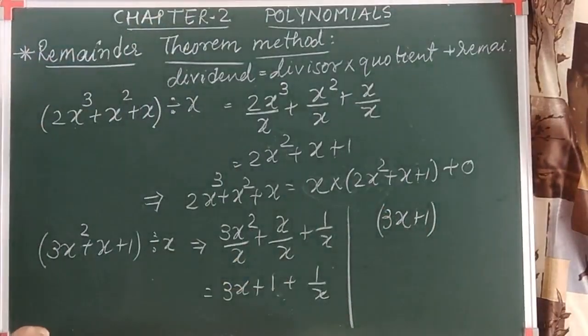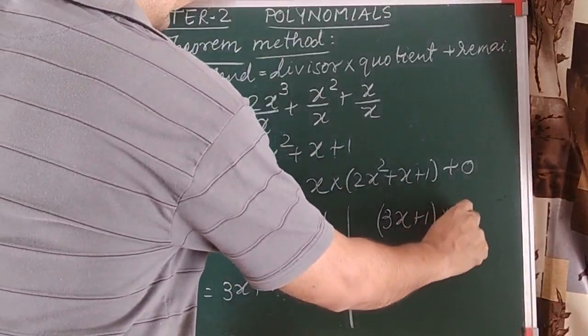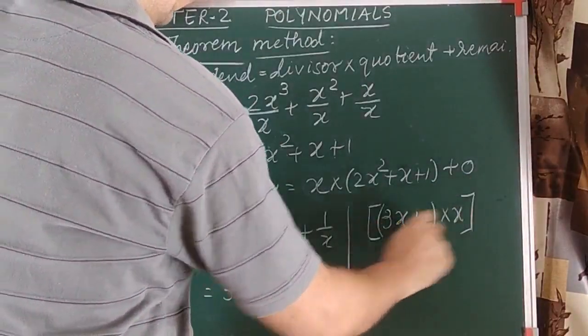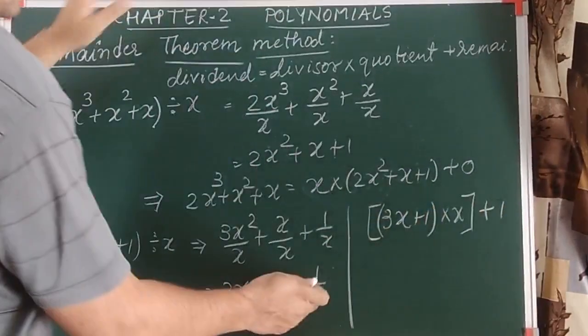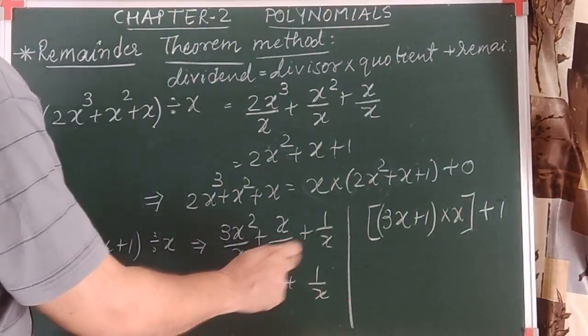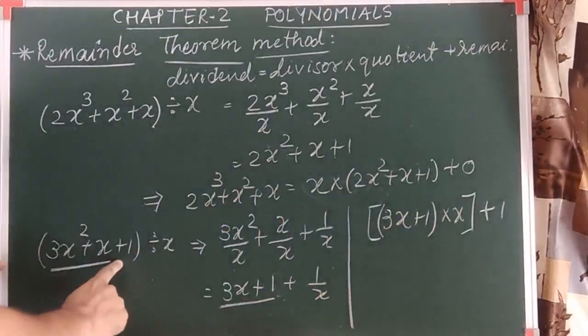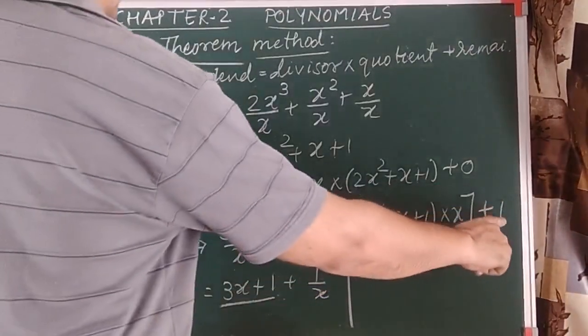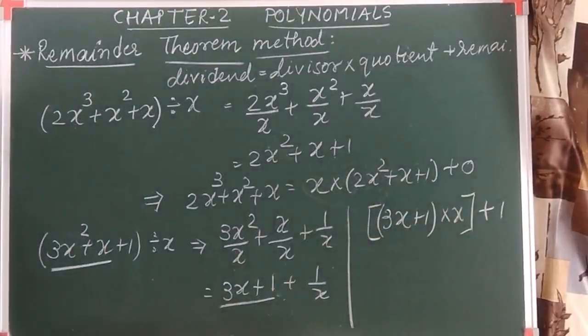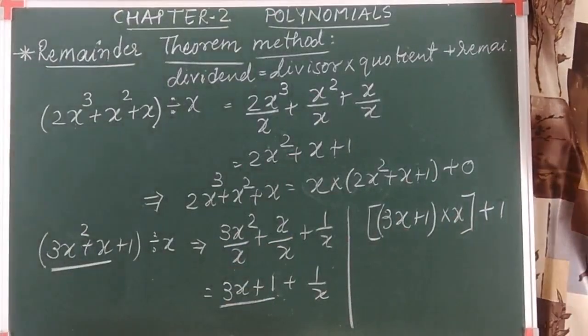Now what is it? We can see that we divide these terms by x, and what remains as a remainder? 1, because it is outside. Both of these terms are divisible by x. That is why x is common from both the terms I have taken out. Look here. As 1 is not divisible by x, that can be considered as the remainder. So this is the way that we can write it for the polynomial.